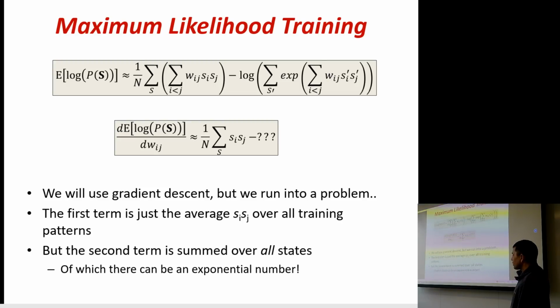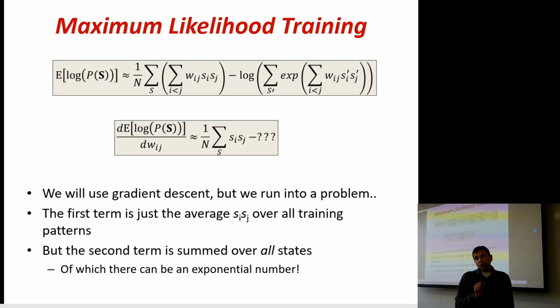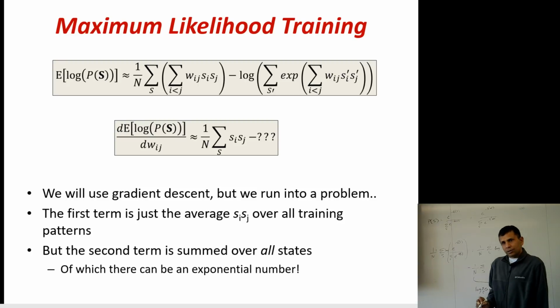Now, if I take the derivative of this, what is the derivative of the first term? If I take the derivative of this term with respect to any wij, the derivative of the first term is simply going to be the average over all the patterns you're trying to store of the products of the bits. We saw this already, right? So the key piece is the second term. The second term is a summation over all states, right? This summation over all possible states in the network, right?